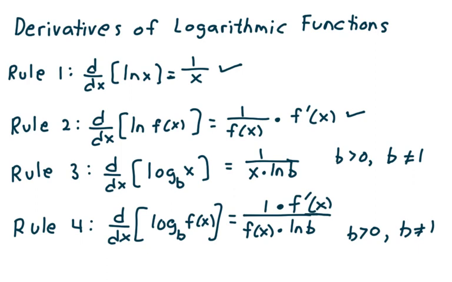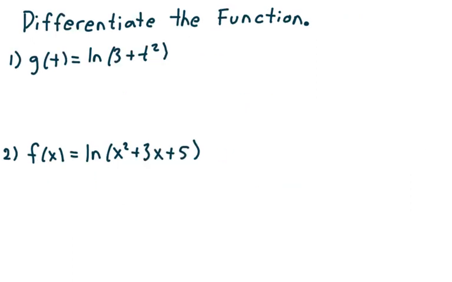Rule 4. The derivative of log base b of f of x with respect to x is equal to f prime of x divided by the quantity f of x times natural log of b. And the restriction still applies. Notice how b is greater than 0 and b can't equal 1. So these are the four fundamental rules. Now, with that, the directions say to differentiate the function. So let's take a look at example 1.